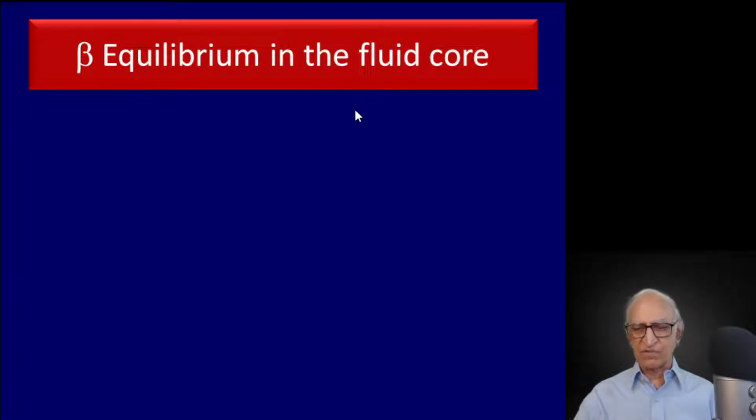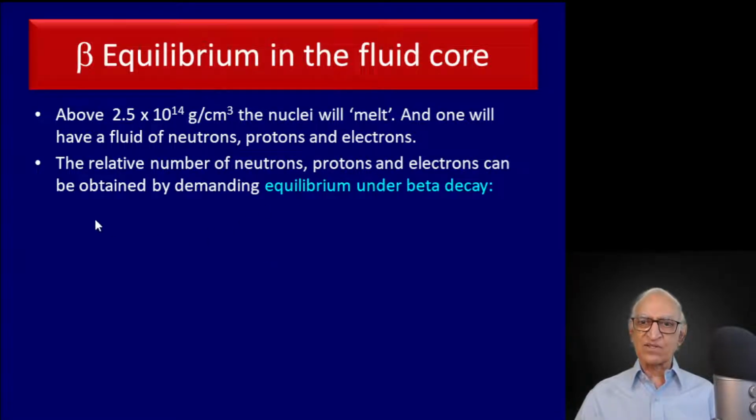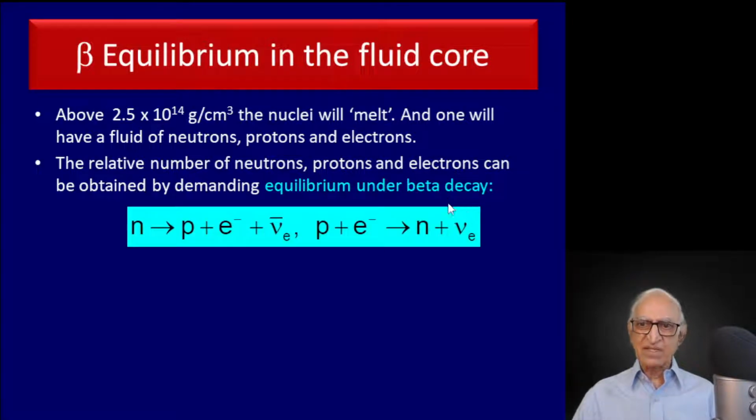Now, this is a very important principle for you to understand well. So, above a density of 2.5 times 10 to the power 14 grams per cubic centimeter, the nuclei will melt. In other words, the nuclei will lose their identity, and one will have a fluid of neutrons, protons, and electrons. The relative number of neutrons, protons, and electrons can be obtained by demanding equilibrium under beta decay. What does that mean? It means that neutrons will be decaying to protons, electrons, and antineutrinos. Inverse beta decay will also be happening in the opposite direction. Protons will combine with electrons to form neutrons and neutrinos. These two reactions must balance one another.